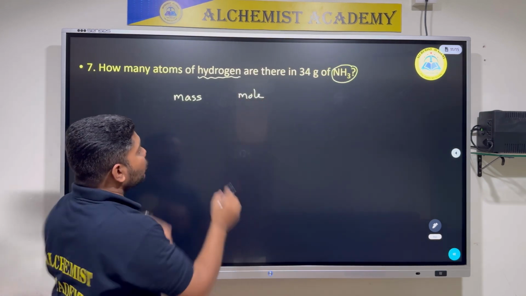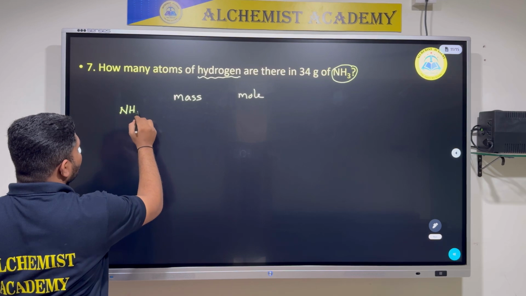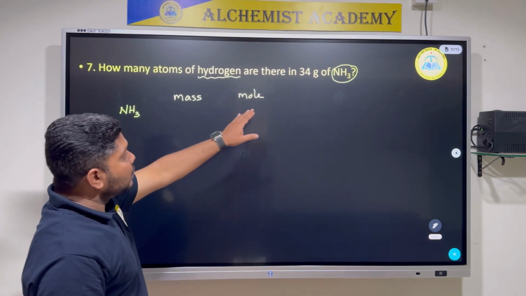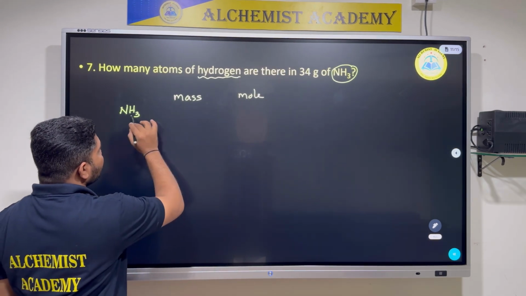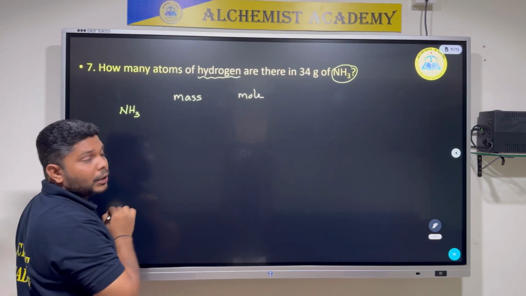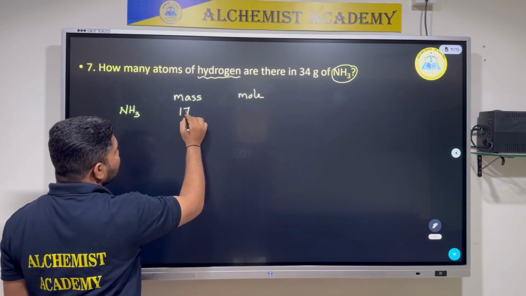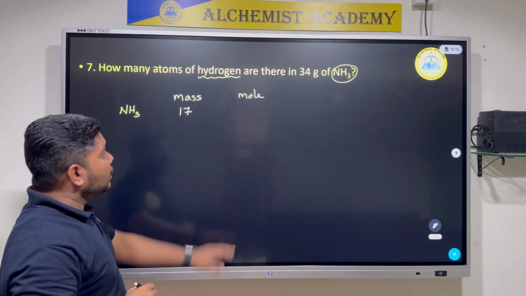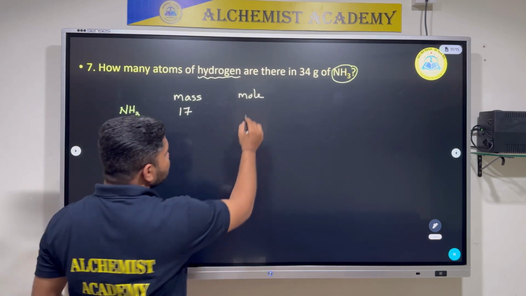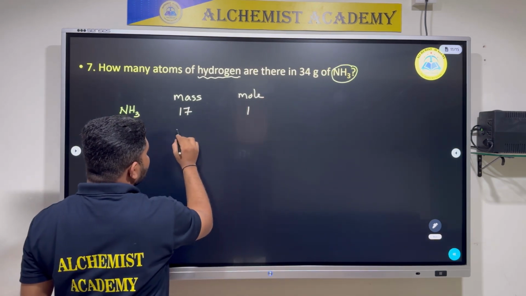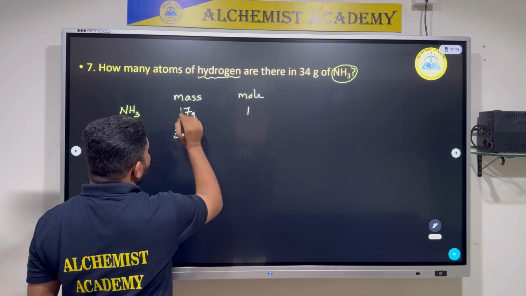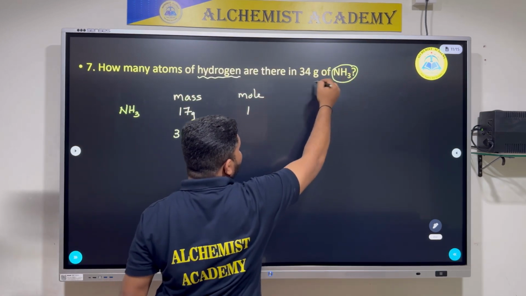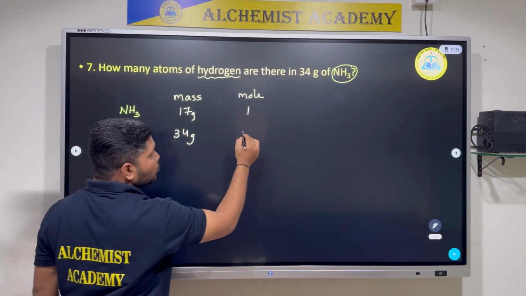Okay, with respect to what? NH3. Now, what is the standard? How do you write the standard? The molecular mass of NH3 is what? It comes to 17. Correct? Now here, the mole is 1 mole. What is given? 34 grams is given as per the problem. If 34 grams of ammonia is given, then how many moles will it be?